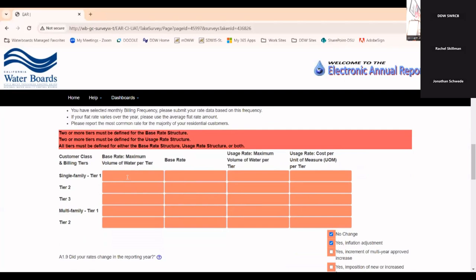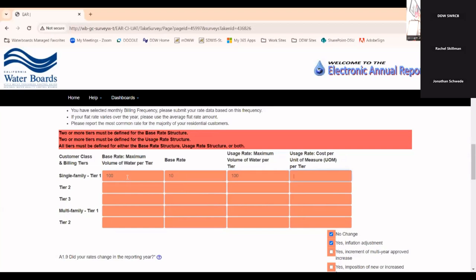So we'll say for a single family, our first tier is going to be for our base rate. We'll say it's $10. The first cell is basically asking the same thing for our usage rate: what is the maximum volume of water here? So we'll say this goes up to 100 gallons. And we'll do the same thing for usage rate. As you can see, this does allow you to do some complex reporting.